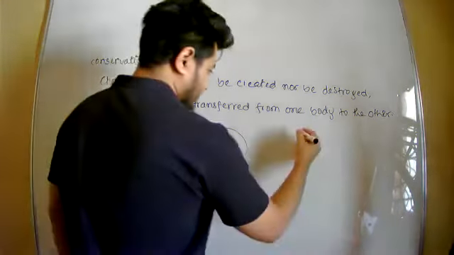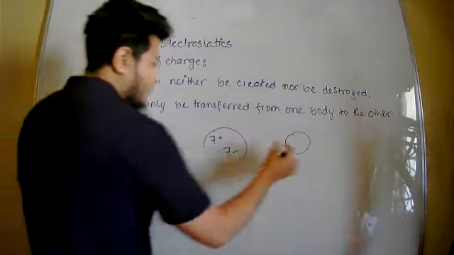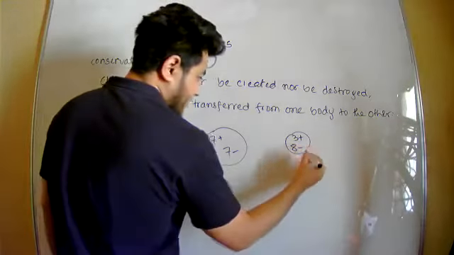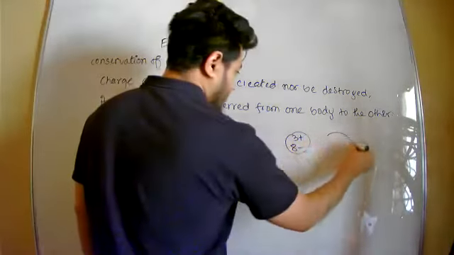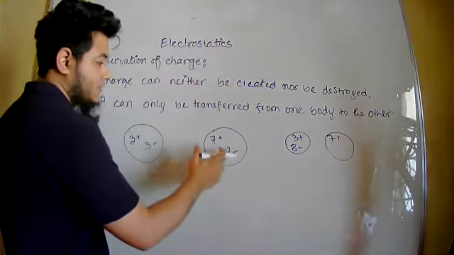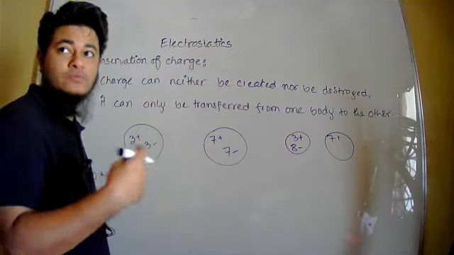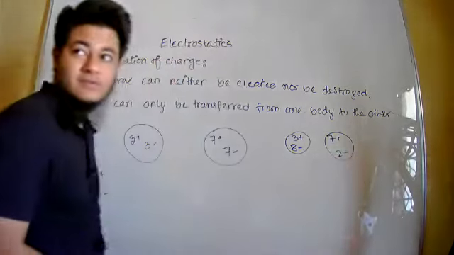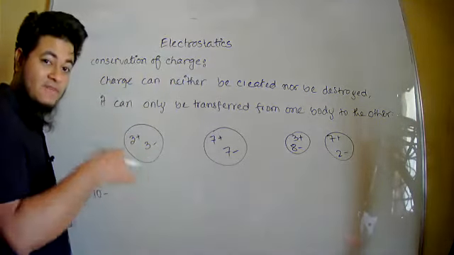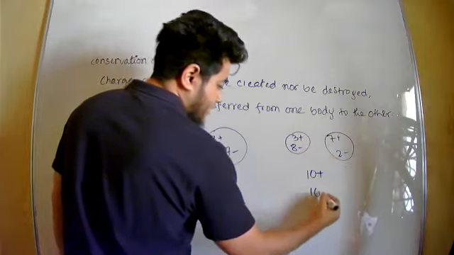So now what is the condition? The first body, as there is no transfer of protons, will still have 3 protons, but it has gained 5 electrons, so 8 electrons are there. And here, the same number of protons will be there because protons are not transferred, and it lost 5 electrons from 7. It lost 5, so it has become 2. So now how many protons and electrons are there after rubbing? 3 plus 7 is 10 protons, 8 plus 2 is 10 electrons.